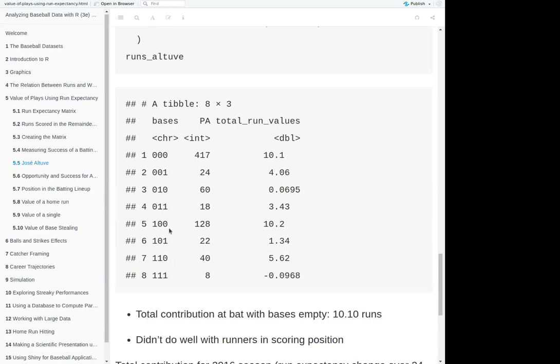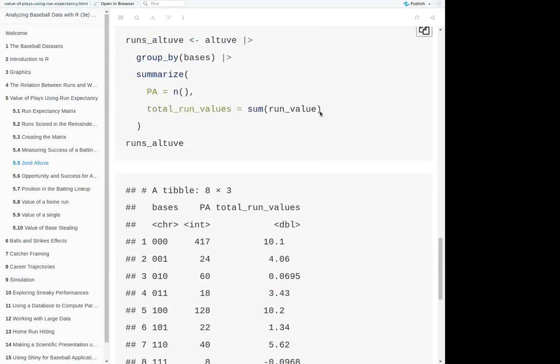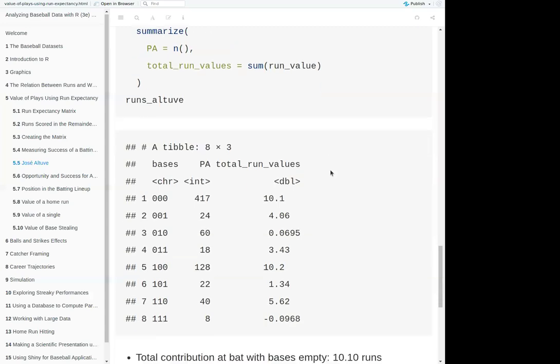These first two columns of the bases and the PA are the same as above, where we have the frequency for each of the bases. But now we have the total run values, which is the sum of the run values. I thought this was interesting, particularly because just looking at the sum, your higher frequency instances are going to have higher values since you're summing across more instances.